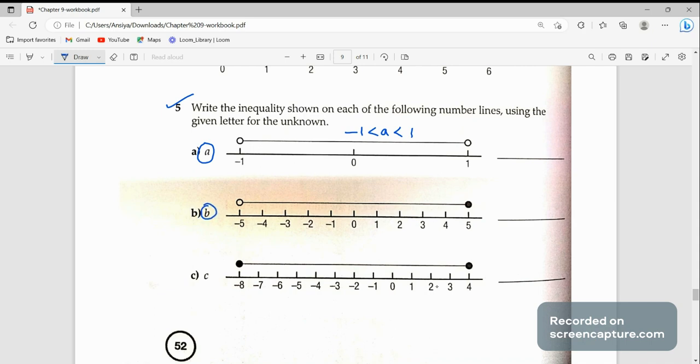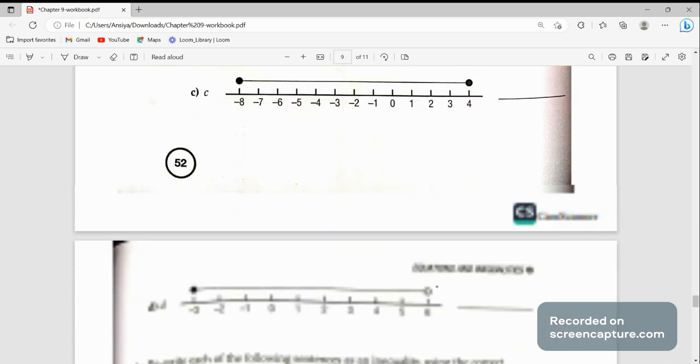The letter should be B, and the value is between minus 5 and plus 5. So minus 5 less than B less than 5. But you see, this is an open circle and here it's a closed circle. So the symbol is less than or equal to 5. Like that. I hope that's clear.